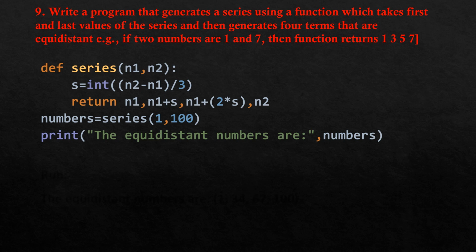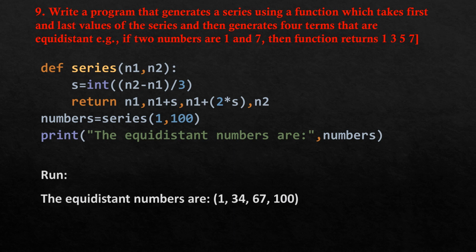And since this function is returning multiple values, so it will be stored in a tuple. Now numbers is the tuple variable which is storing the series of four values. Let's see the output. The equidistant numbers are 1, 34, 67 and 100.